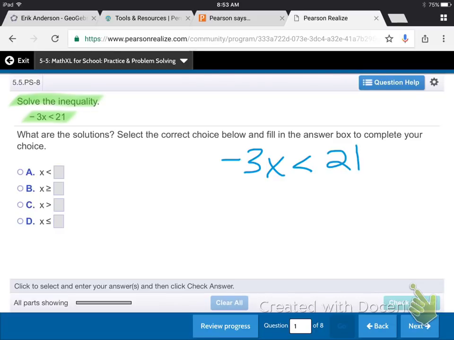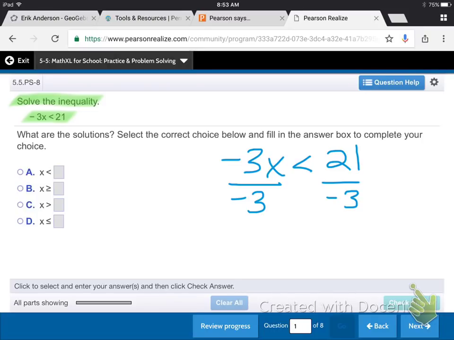Now you know how to solve this. We're not going to add or subtract from both sides of the inequality. We are going to divide by the coefficient. Say it with me. Divide by the coefficient. That's negative 3. It's the number in front of the variable, as we know. So on both sides, we're going to divide by that number, negative 3.